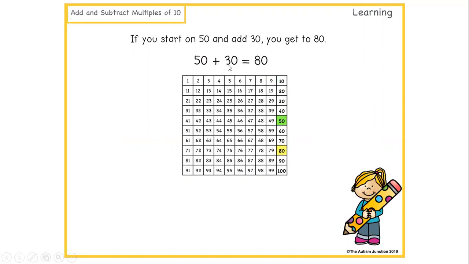It doesn't always have to be one 10 that we're adding. We're just going to add whatever 10's place they give us here. So if we're starting on 50, they want us to add 30 or 3 10's. So we're going to go up 3 spaces. 1, 2, 3. So 50 plus 30, or 50 plus 3 10's, here's your 3 10's, gives you 80.